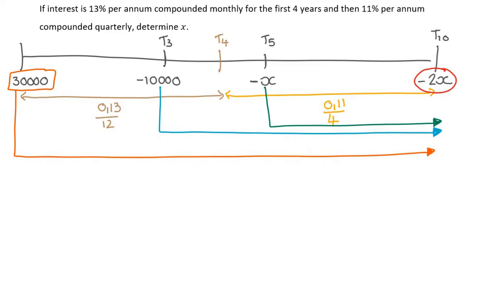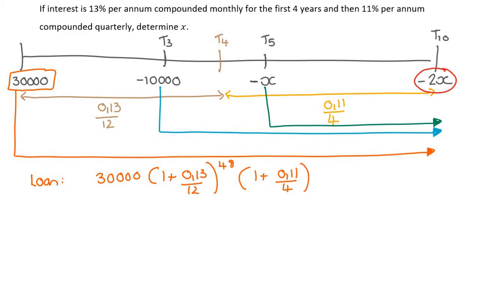What would my loan be worth? My loan would be 30,000 Rand. I would gain interest at 13% compounded monthly for the first 4 years. So that's 48, 4 times 12, which is 48. Then if I continued, it would gain interest at 11% compounded quarterly for 6 years, because from 4 to 10 years, that's 6 years. So 6 times 4, because it's 6 years of 4 times a year, is 24.